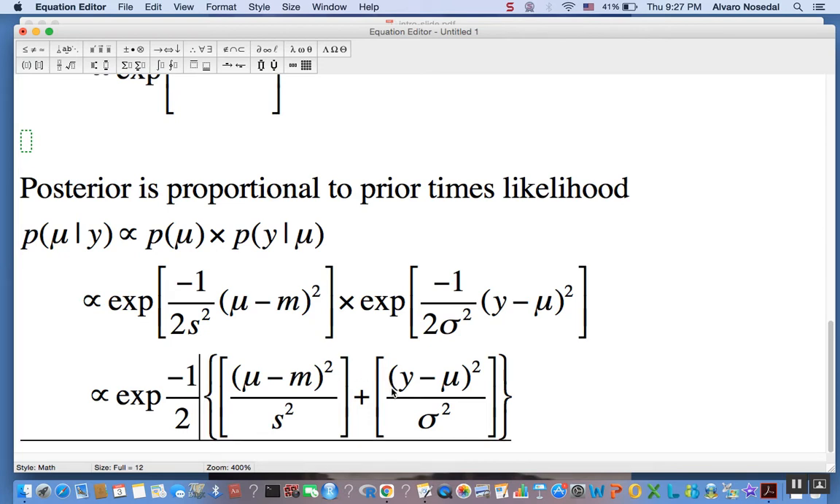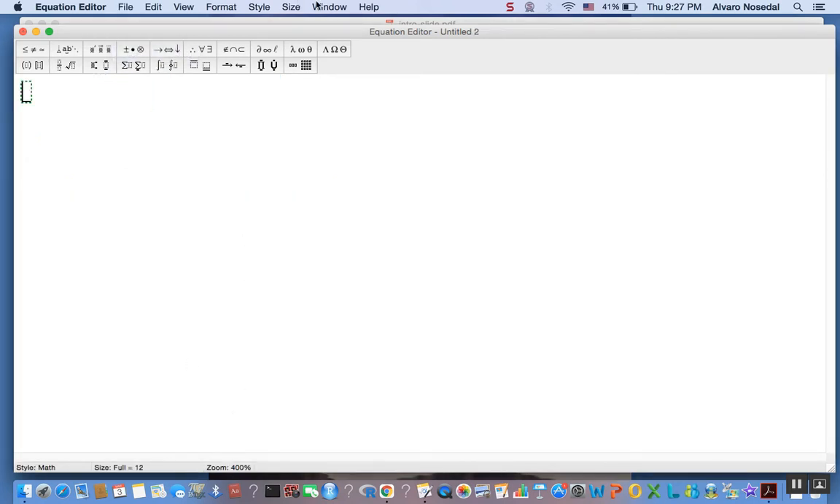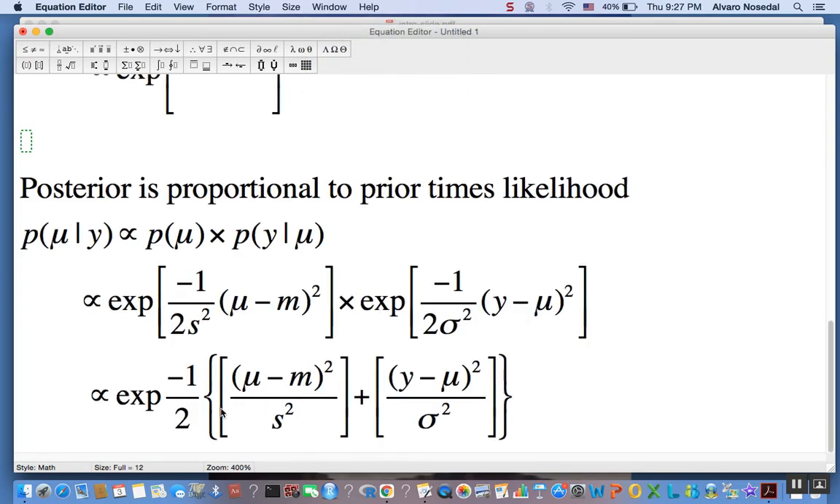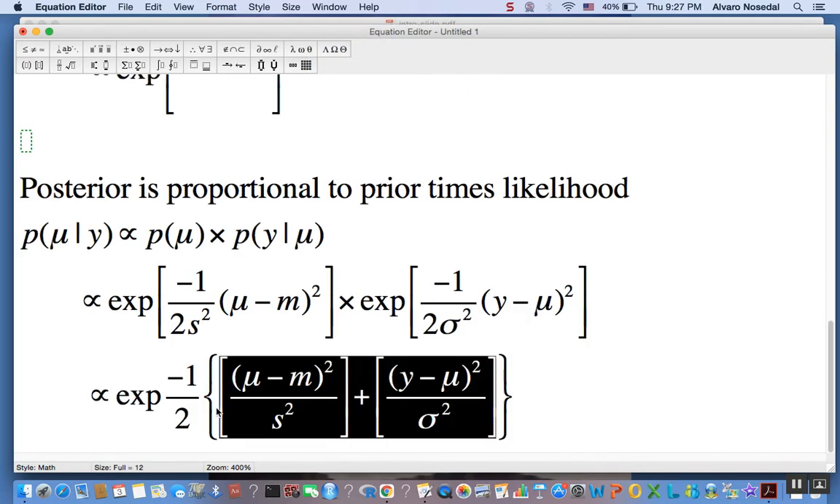Okay? So, as I was saying, what we're going to be doing here is you're going to pay attention to this. We're going to expand this. We're going to do it elsewhere, we're going to need more room. But that's the idea. Let's do a little bit of algebra with that part of the exponent.